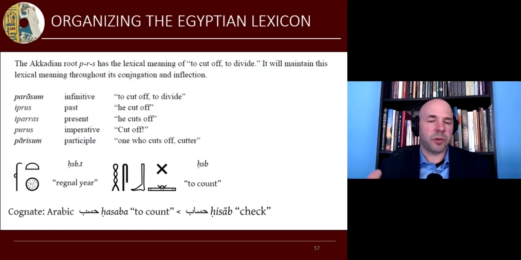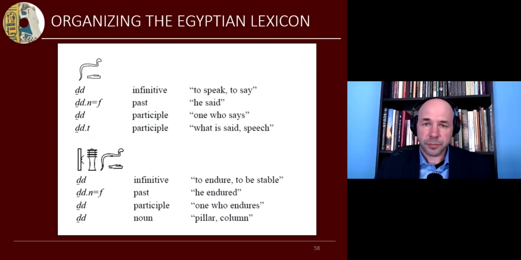And the Egyptian system worked on a similar consonantal root system, so that the consonants often, although not always, because remember Egyptian is partially Semitic and partially similar to these African languages, determine the lexical meaning. So for example, I give you just one example, the word hesbet for regnal year, which is a derivative of the verb heseb, to count, and you can still see this root in modern Arabic today, from hasaba, to count, or hisab, the word for check.